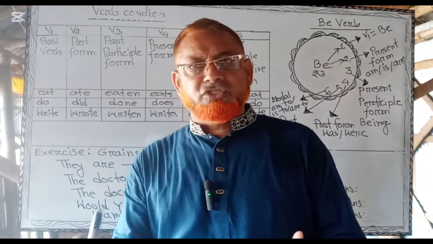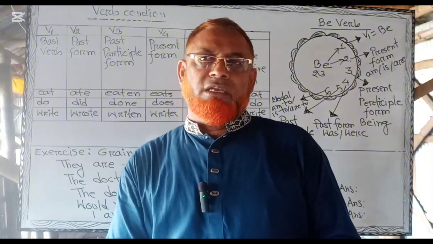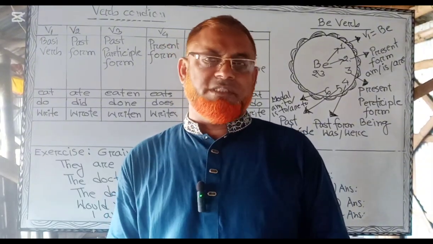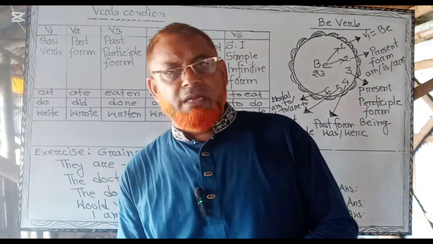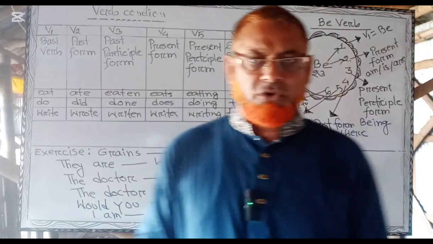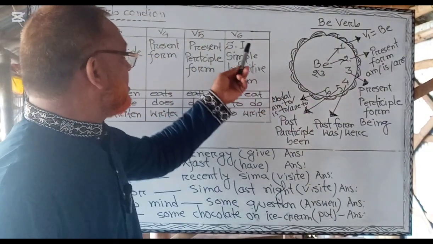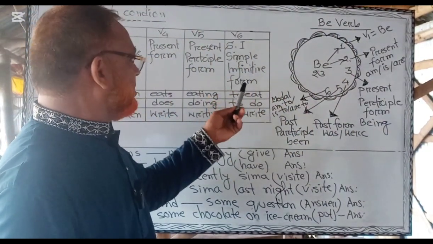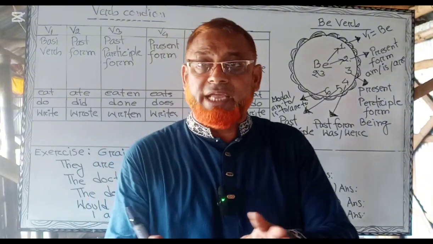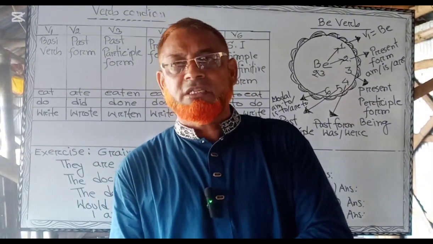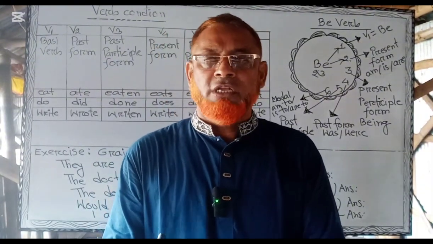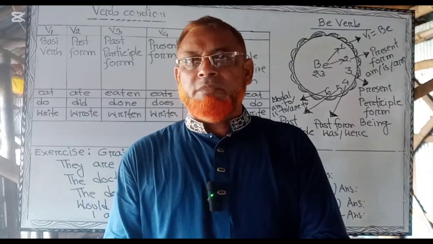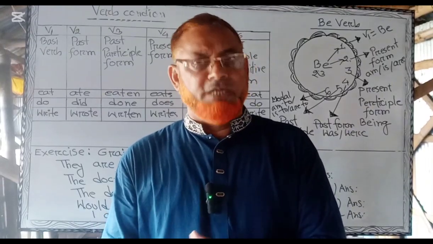There are 4 kinds of non-finite verb. The first is the simple infinitive. This verb is verb 6. Okay, look at the board. What is verb 6? Simple infinitive. What is a simple infinitive? When to is added before the main principal verb, the verb is the simple infinitive.